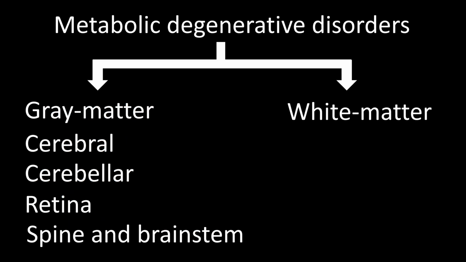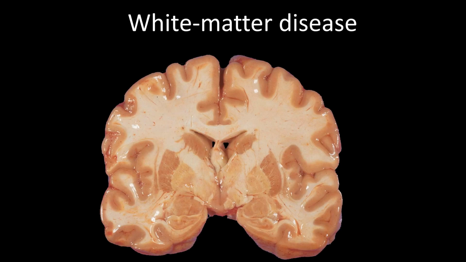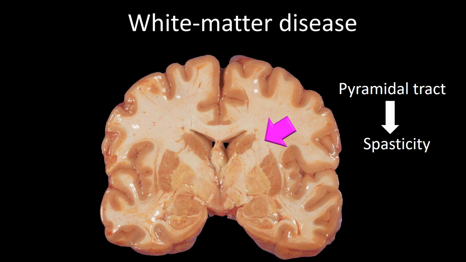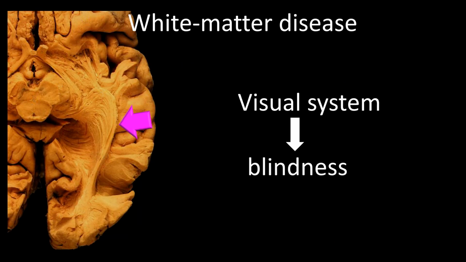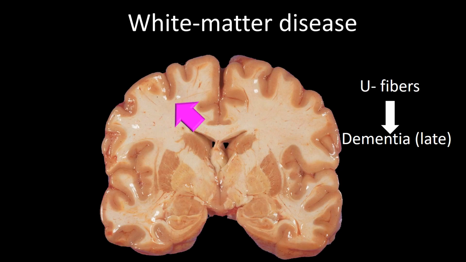In other patients, metabolic degenerative disorders produce white matter changes, that is, predominantly white matter changes. Again, this is a coronal cut of the brain. White matter changes involving the pyramidal tract produce spasticity. When involving the visual system, it produces blindness. When involving the U fibers, it produces dementia. This is usually a very late finding in patients with primarily white matter degenerative disorders.